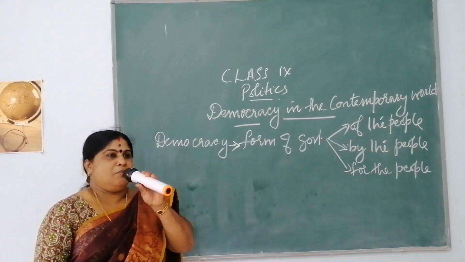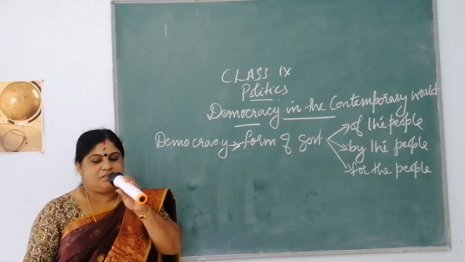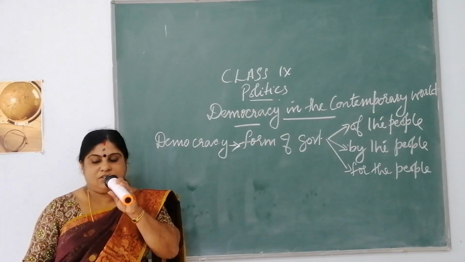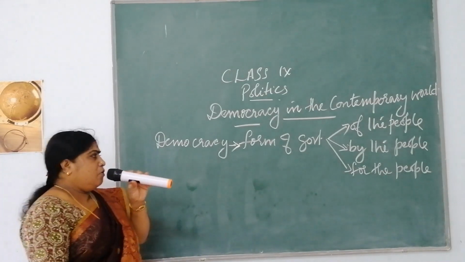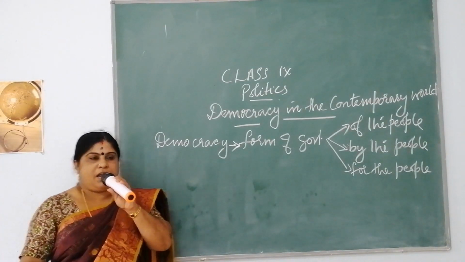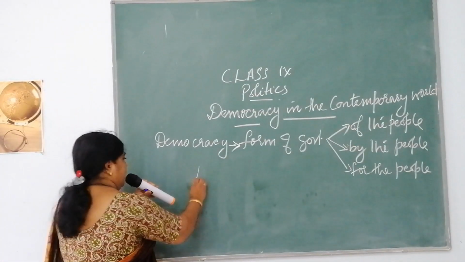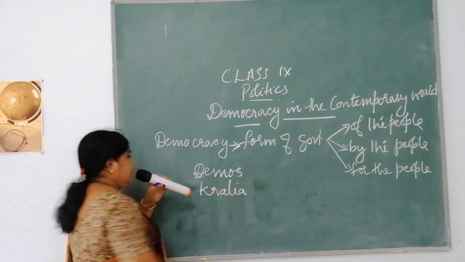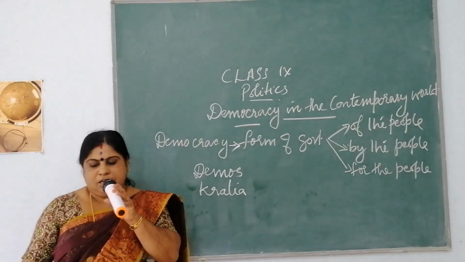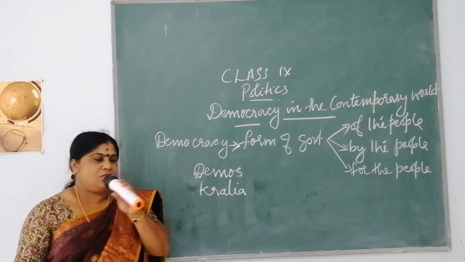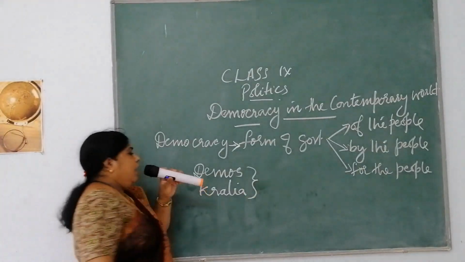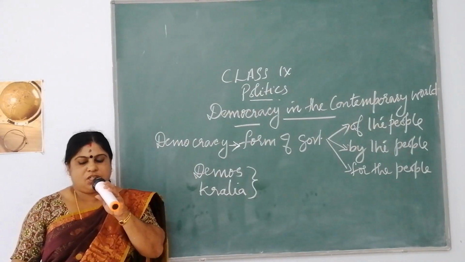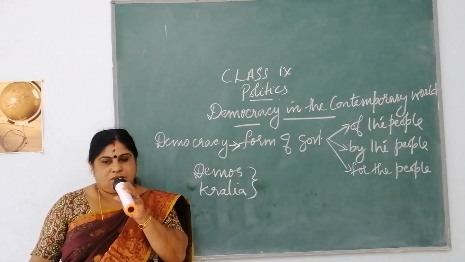What is democracy? Democracy is a form of government where rulers are elected by the people. Democracy is a word which has been derived from two Greek words, demos and kratia, which means power of people. Its foundation was laid in Athens.